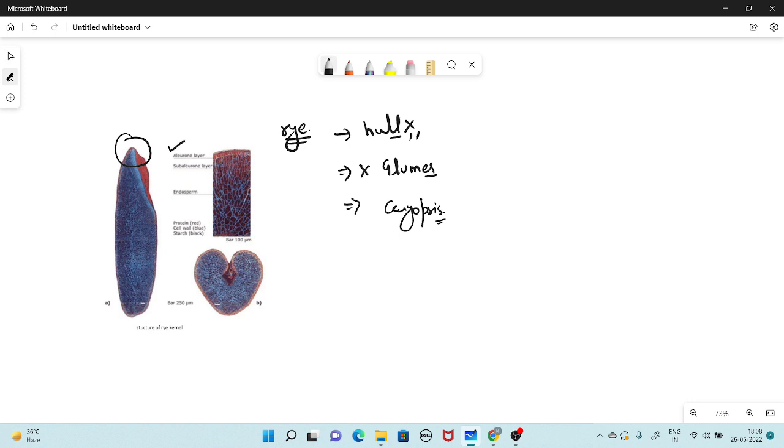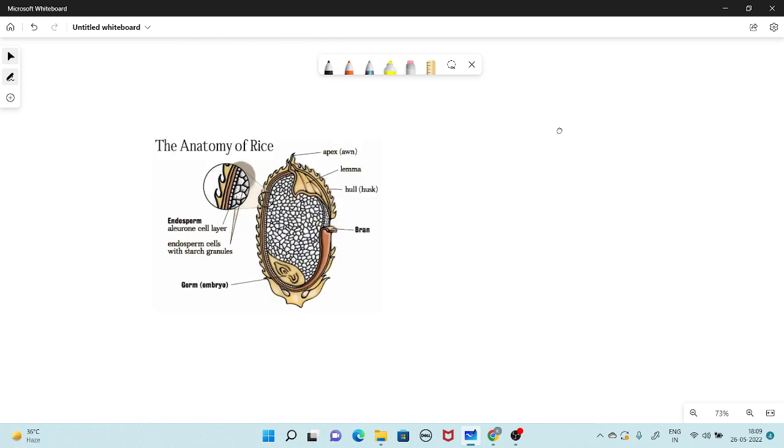As you can see, aleurone layer, sub-aleurone layer, endosperm. And it will have its content: protein, starch, and cell wall. So this is about the structure of rye. In this case, starch is embedded in the protein matrix, so starch and protein will be very close to each other. The next seed structure is rice, which is also very important.